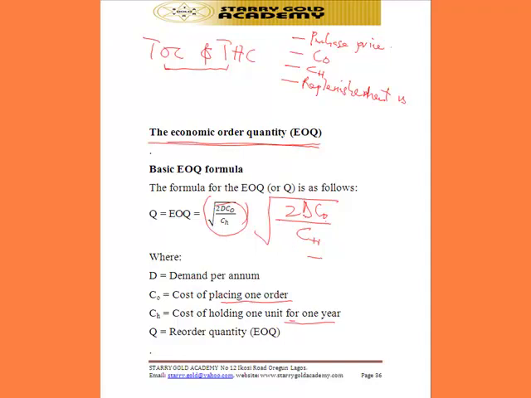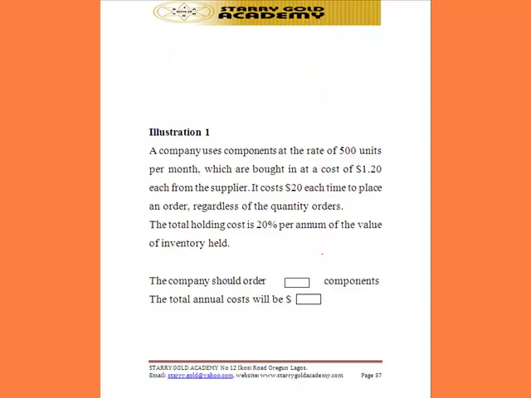Some questions can give you demand in months. You have to multiply it to make it per annum. Some questions can give you holding cost as a percentage of purchase price. Take note. Or it can give you the holding cost differently, where you have to sum it up before you use it. So take note of that scenario as well. And then the question can ask you to calculate any component of the total holding cost or total carrying cost, like the average stock or the number of orders placed in a year, like I have explained earlier. So take note of that as well.